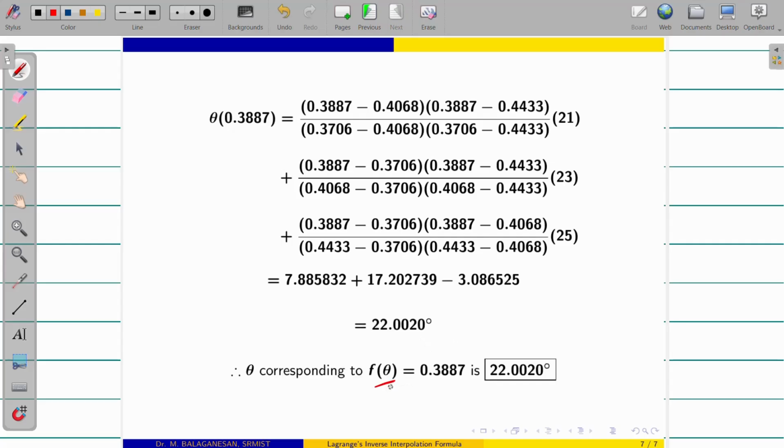If you are substituting the value of y as 0.3887, we can get the value of x. Because it is the inverse interpolation formula, we get x as 22.0002, because they have given it in degrees. That's why in the final answer you can add the degree. You need not be confused about the degree here. So in the final answer you can include it, or else simply writing it is also no issue.